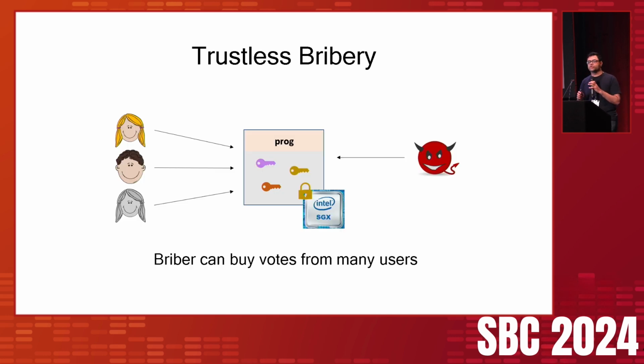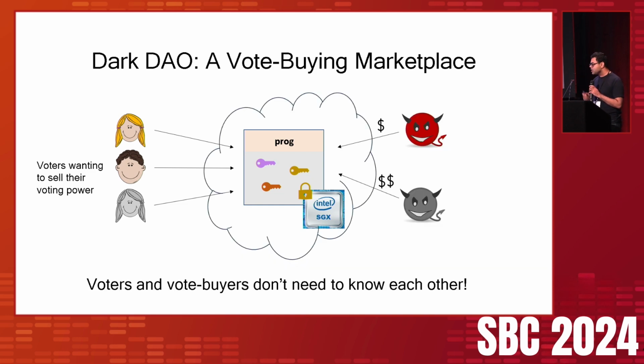So in general, you can think about this sort of trustless bribery as being expanded, in the sense that a briber can buy votes from a lot of different users using the same sort of encumbrance mechanisms. But what's even worse is we define something called a dark DAO, which is sort of like a vote-buying marketplace, if you will, where users who want to sell their voting power or even some minimal access to their keys can interact in a marketplace with buyers, or vote buyers here, who want to bribe these users to buy their votes. And this marketplace allows selling votes to the highest bidder.